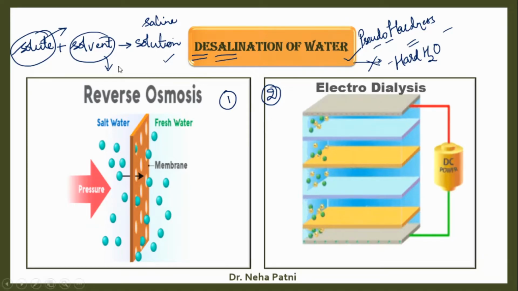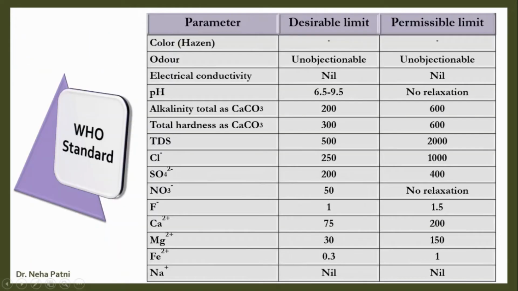So let us go into detail. Before that, let us see what the standards are on the basis of which you say that the water is not fit for drinking or for industrial purposes and you need to treat it. Normally WHO has given some standards related to the color, pH, hardness and TDS of the water, and they have given a desirable limit and a permissible limit.